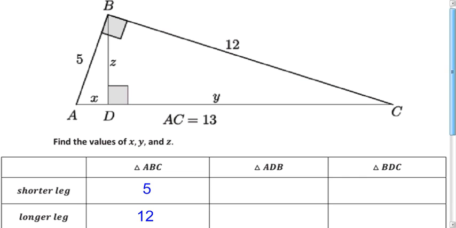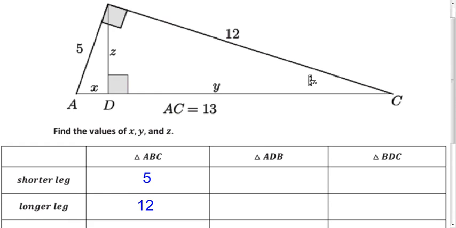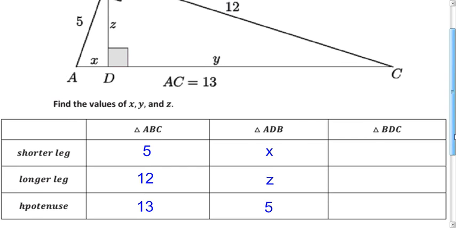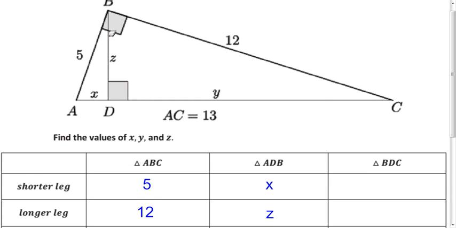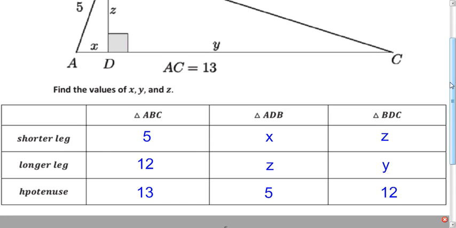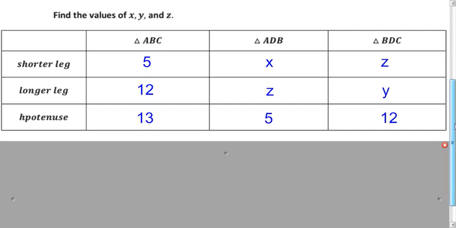For ADB, we have X is the shorter leg, Z is the longer leg, and 5 is the hypotenuse. And in triangle BDC, the shorter leg is Z, the longer leg is Y, and the hypotenuse is 12. Now we can use this table to easily write proportions because we know these are all similar.